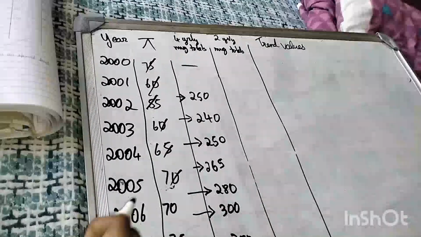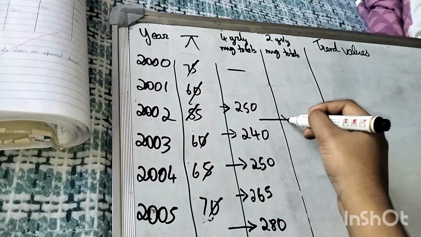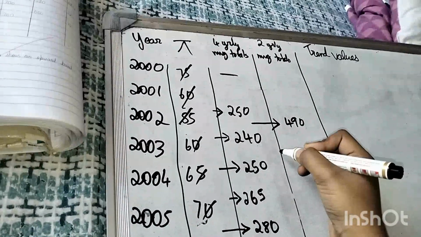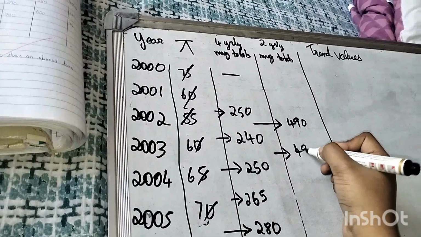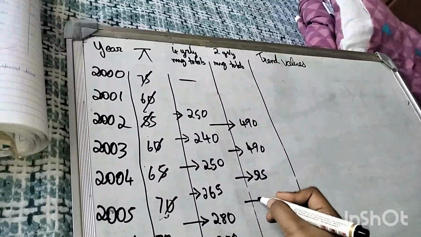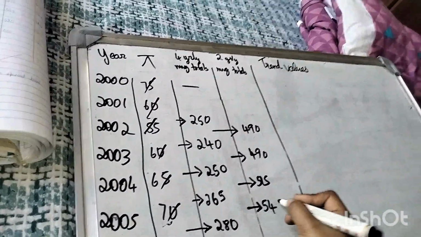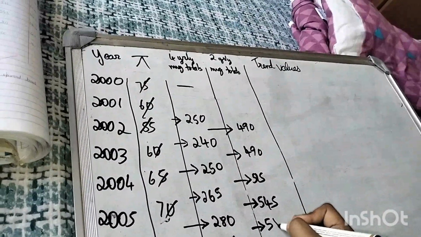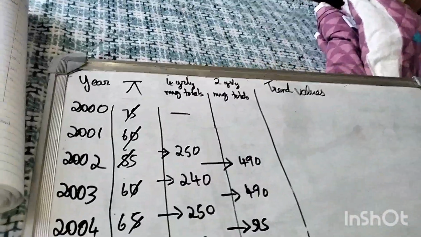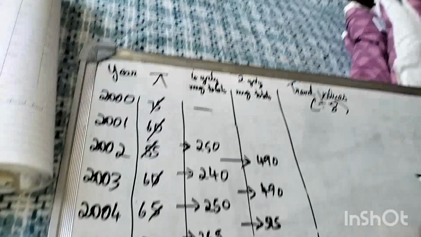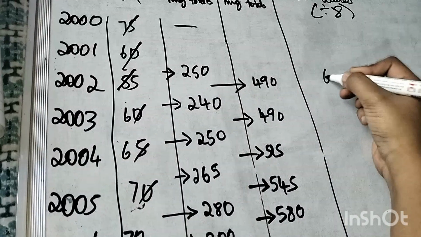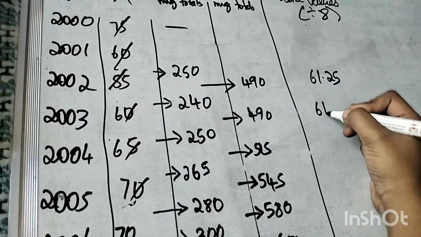Next is 2 yearly moving totals. You write it between the first 2 values. It's going to be 490. 240 plus 250, same, 490. 250 plus 265, 515. 265 plus 280, 545. 580. 300 plus 300 is going to be 600. Next, for the trend values, you need to divide it by 8. Remember this, divided by 8. 490 divided by 8 is 61.25. The same goes here.